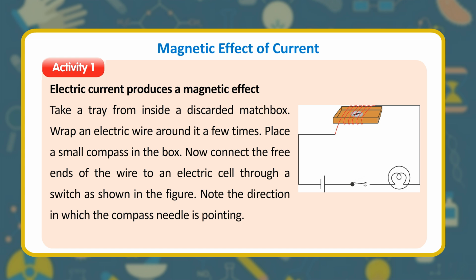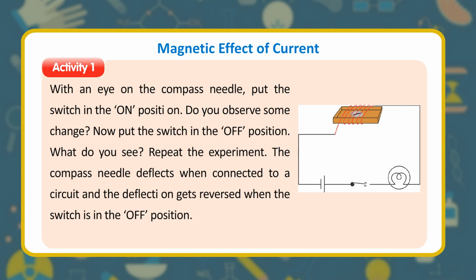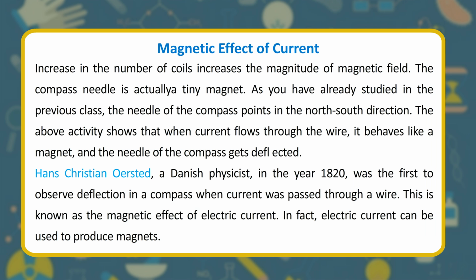Note the direction in which the compass needle is pointing. With an eye on the compass needle, put the switch in the on position. Do you observe some change? Now put the switch in the off position. What do you see? Repeat the experiment. The compass needle deflects when connected to a circuit, and the deflection gets reversed when the switch is in the off position. Increase in the number of coils increases the magnitude of the magnetic field.